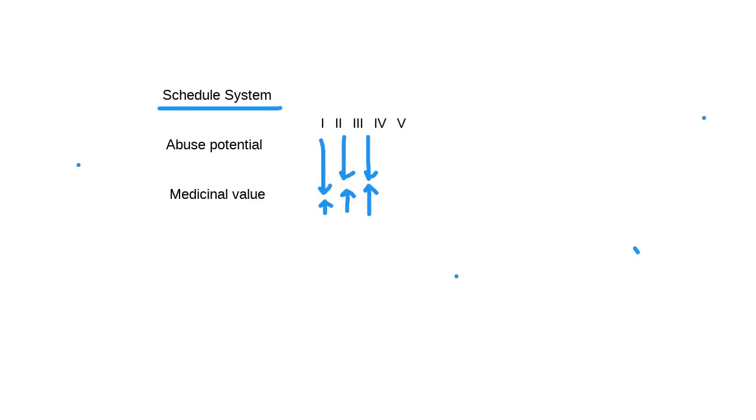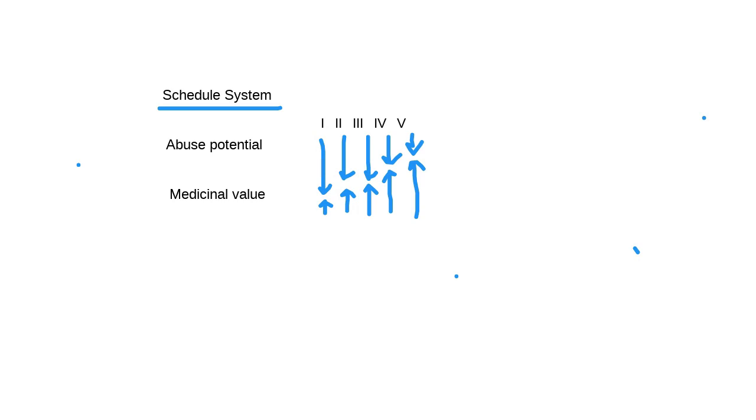Wait a minute. So the 2s have greater abuse, least medicinal? Or is it just kind of making its way? 1 has the greatest abuse potential. Okay. Let me finish this thought and you'll see. Okay. I'm not drawing it perfectly, but I'm trying to draw it appropriately. Let me see. Okay. Gotcha. So it just kind of continues to increase, decrease.